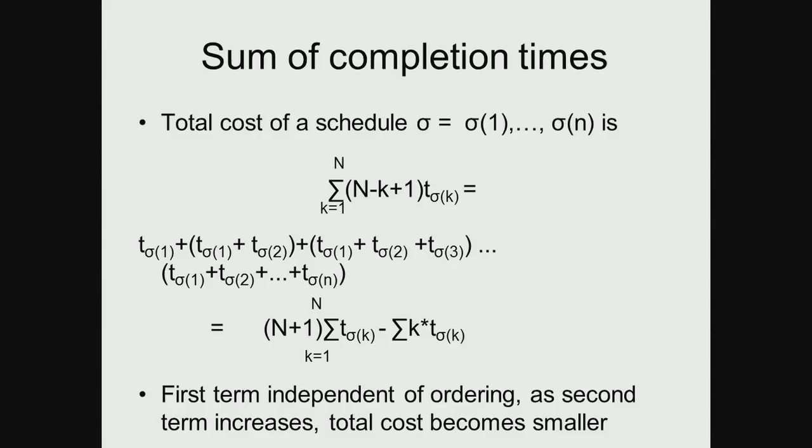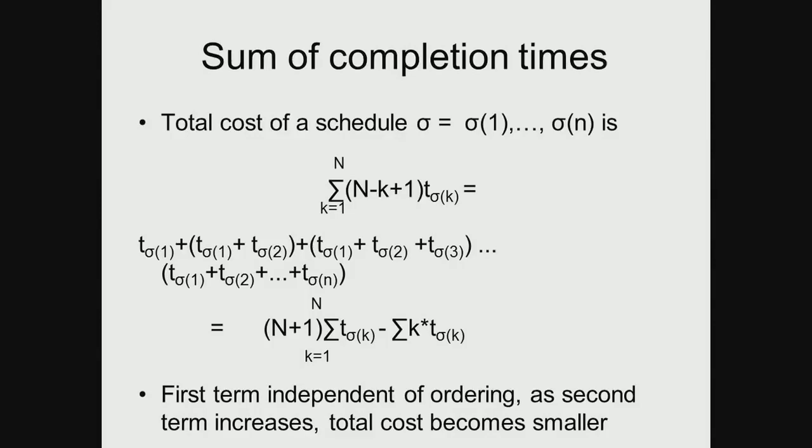It will delay every subsequent job apart from using t sigma of 1 units of time on the machine. The first job that we schedule, which is sigma of 1, takes t sigma of 1 units of time on the machine. Not only that, it also delays the remaining n-1 jobs by t sigma of 1 units of time. Same for t sigma of 2, the second job. Its completion time is the time that it spent waiting for the machine, which is t sigma of 1, plus the time that it spends processing on the machine, which is t sigma of 2. In general, if you look at the whole expression for the sum of completion times, the formula is given there.